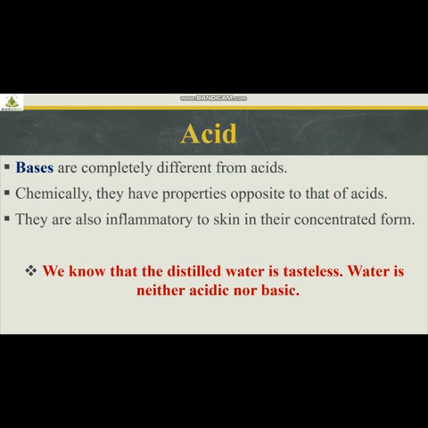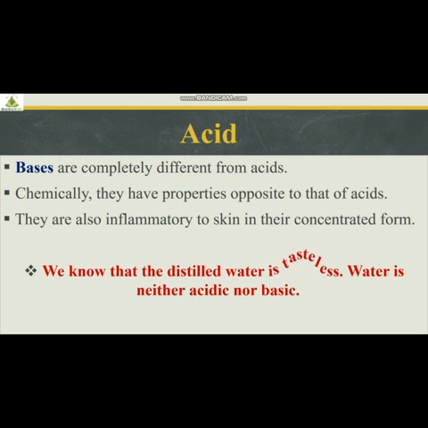Inflammatory, yes, they are inflammatory. They are caustic to the skin in their concentrated form like acid. So this is something which is similar to acid properties. But other properties are opposite to acids, bases. Okay, so bases are completely different from acids.